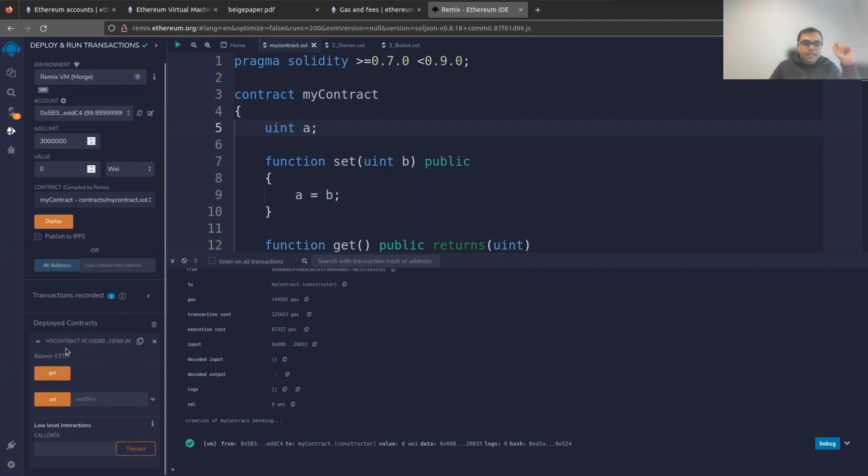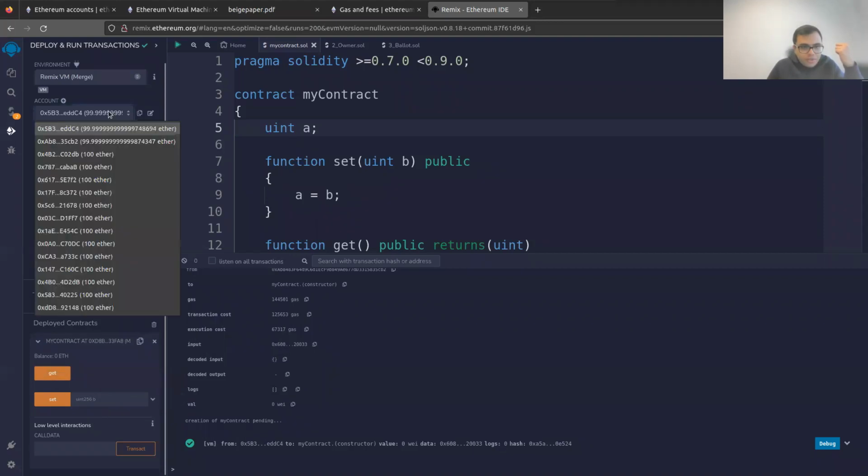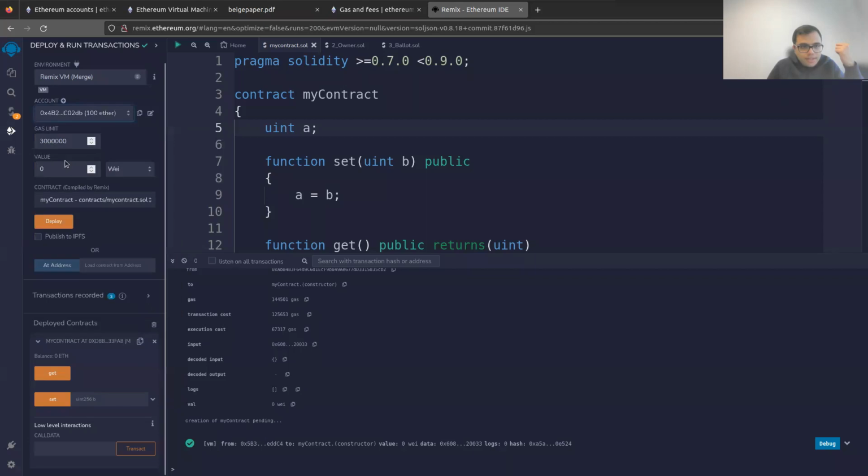But other than that, this contract also has a balance. And as you see right now, the balance of this contract is 0. Okay, because I haven't sent any money to this contract. So now let's actually do get. So let's say I use this third account and I call get.